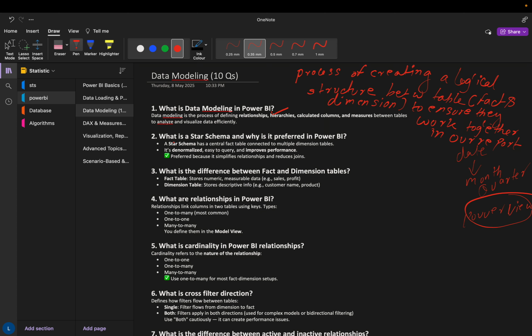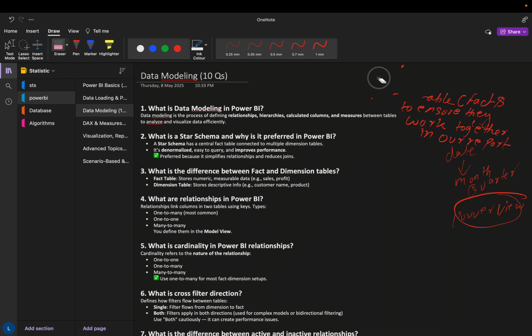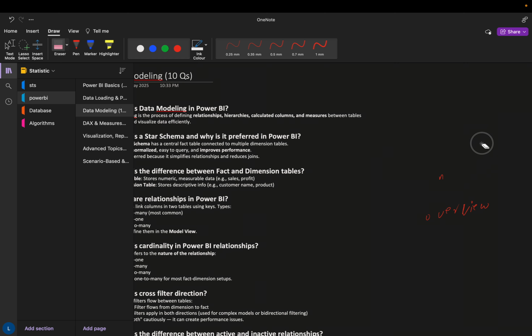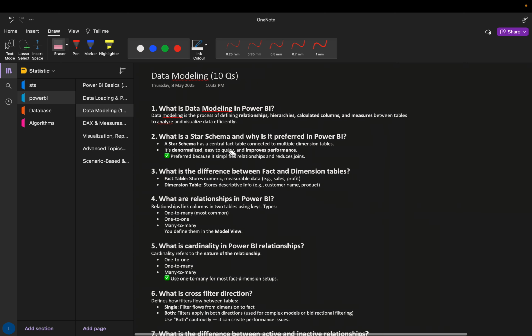Here we need to define what is the star schema and why it is preferred in Power BI. Normally, what is star schema? Well, speaking about the star schema, as per definition, you can simply say that star schema is simply a schema that has a central table connected to multiple dimension tables.